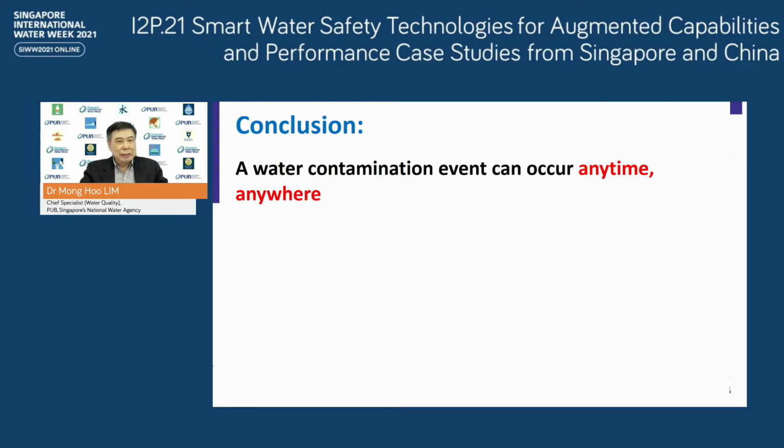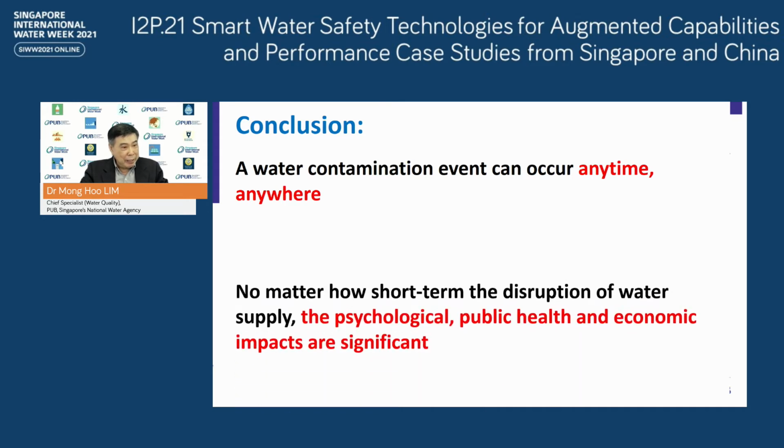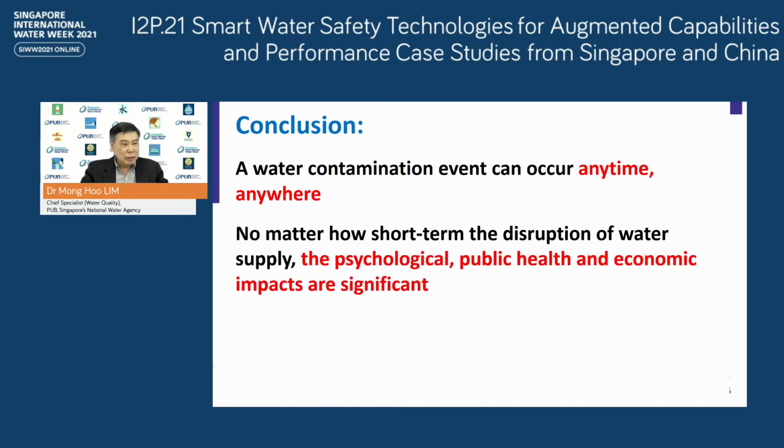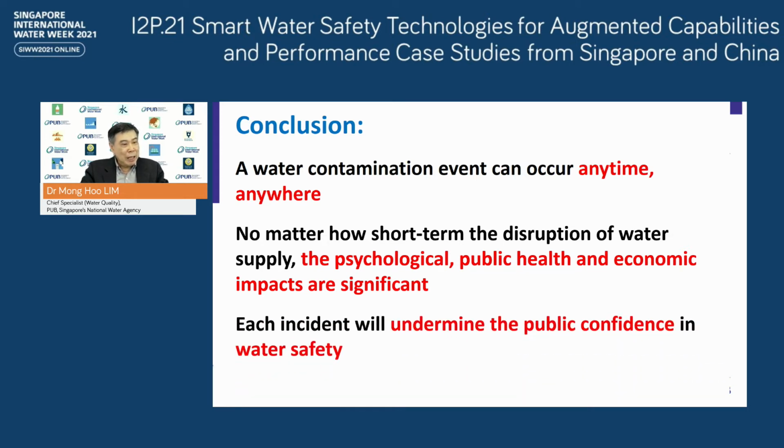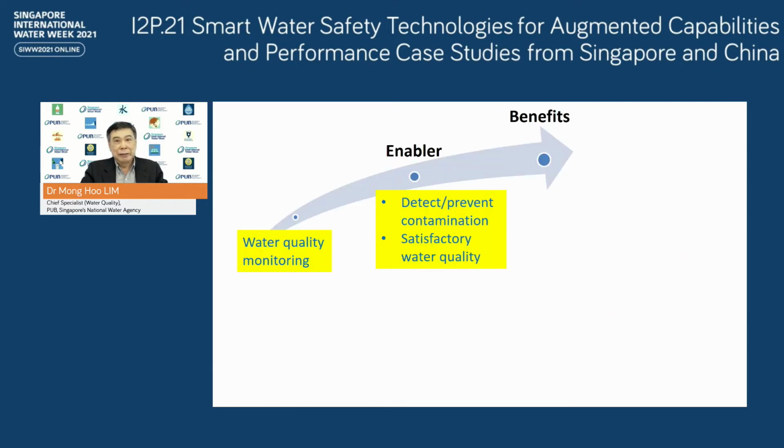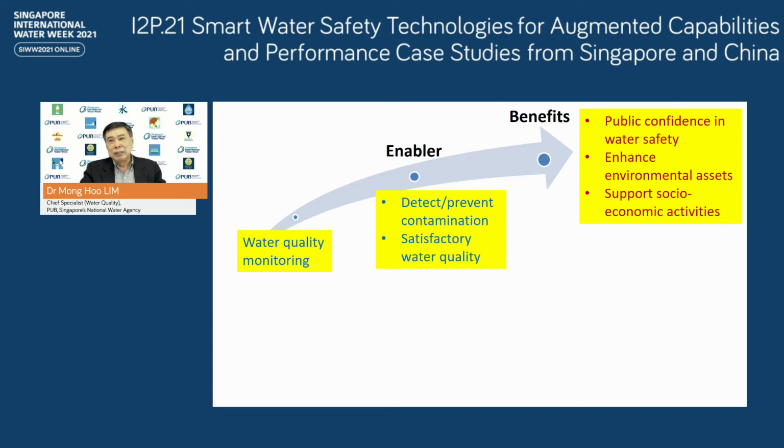So the conclusion is that a water contamination event can occur anytime, anywhere. And no matter how short-term the disruption of water supply, the psychological, public health, and economic impacts are significant. Each incident will undermine public confidence in water safety. So we need to monitor water quality to enable us to detect and prevent water contamination, and also to maintain the water quality within satisfactory levels. And this will bring benefits of public confidence in water safety, enhanced environmental assets, and support for national socio-economic activities.